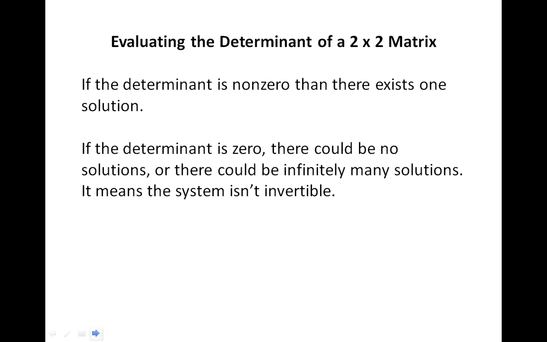So, if the determinant is non-zero, then there does exist one solution. Okay, so if you calculate the determinant and it's not zero, then one solution does exist. If the determinant is zero, then there could either be no solutions or there could be infinitely many solutions. But that would mean that the matrix is not invertible.